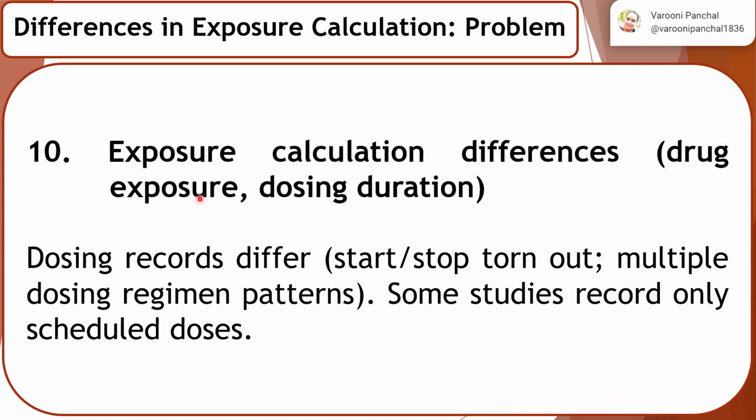The problem here is exposure calculation differences, for example drug exposure and dosing duration. The dosing records differ: start, stop, tone out, multiple dosing regimen patterns, and some studies record only scheduled dose. So these calculation differences are there across all 12 individual studies. So how to fix this problem?